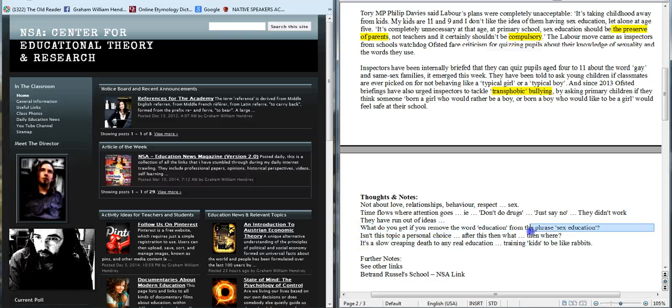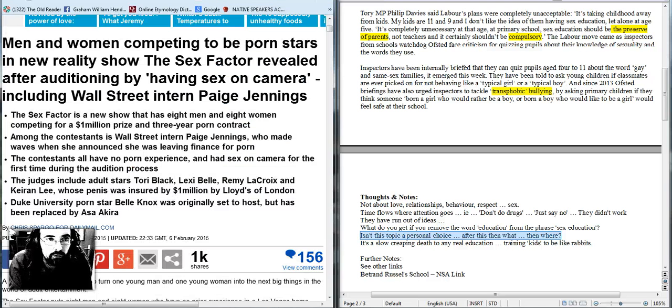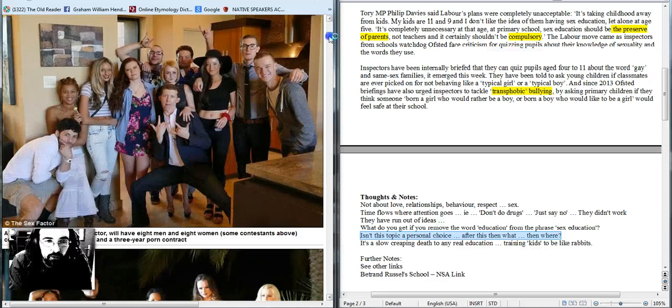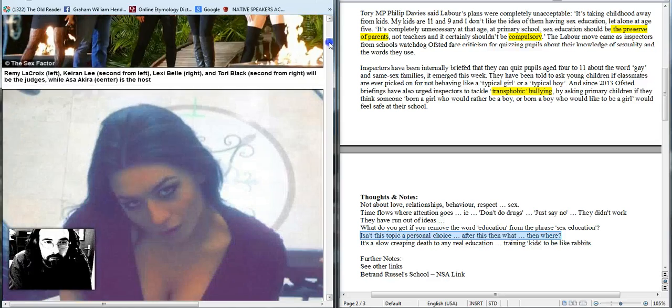After this, then what? Then where? Yeah, how can we go further down from here? Oh, I know how we can go further down from here. Wait a second, let me show you something. Yes, this was it. Article: Men and women competing to be porn stars in new reality show The Sex Factor. Yep, it's all real. It's all real, I know.